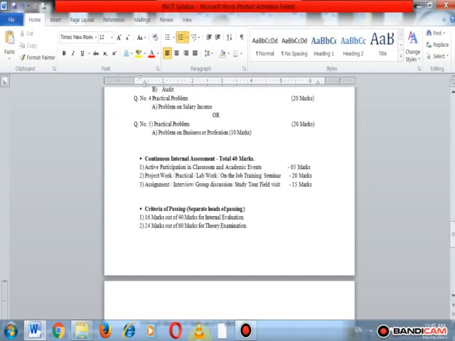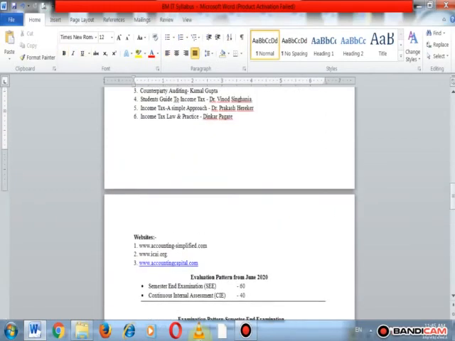If you cannot get 16 marks in internal evaluation, then your result will be fail. So you need minimum 16 marks for passing in internal evaluation, and the minimum passing marks for the semester end exam is 24 out of 60. So this is your syllabus and nature of question paper.